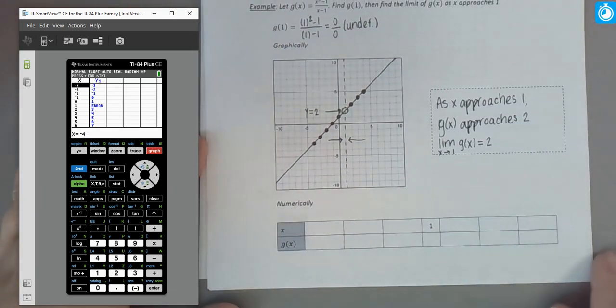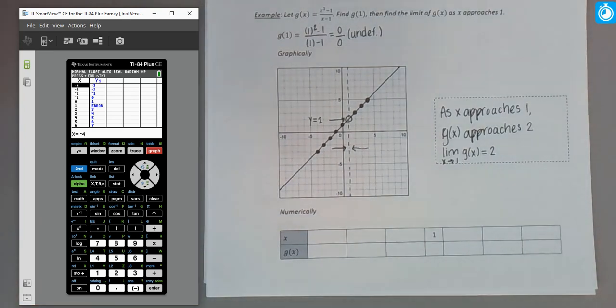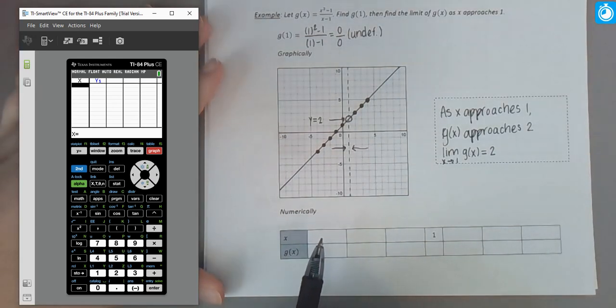Now what about looking at this numerically? So same idea, but now we're looking at the table. We're approaching 1 from both sides. I'm going to go back in and I'm going to adjust my table setting again. I'm going to change my independent variable to ask so we can type in whatever numbers we want. And then I'm going to go back into the table and again it clears out. So what x values do we want to look at?